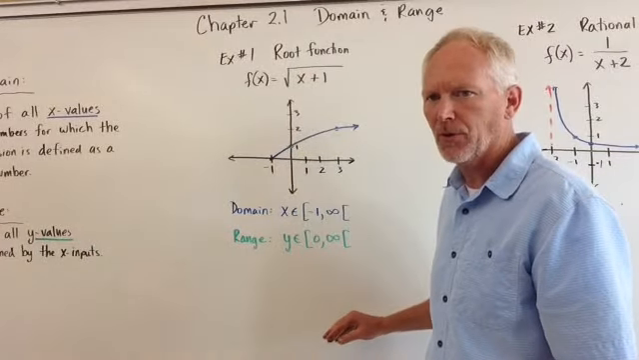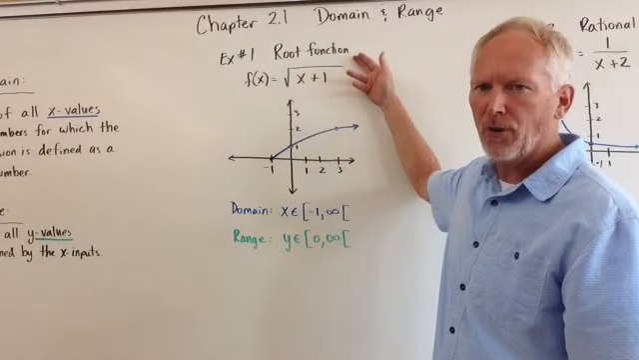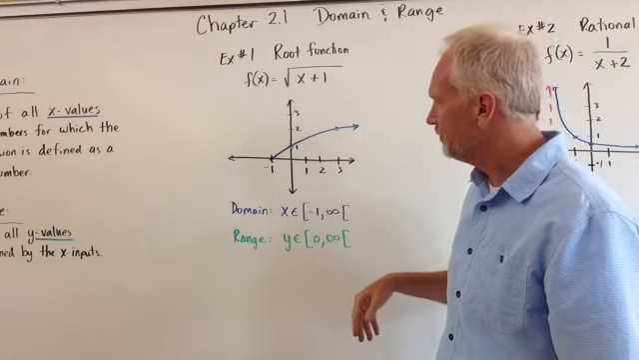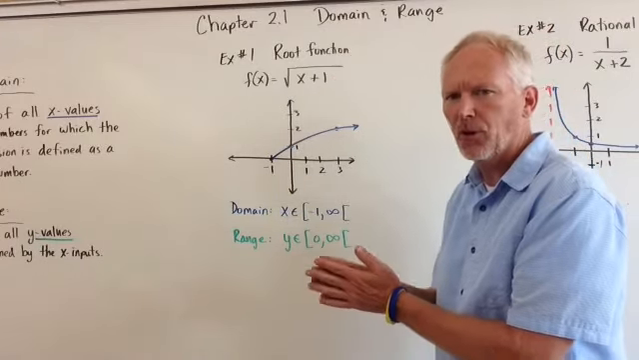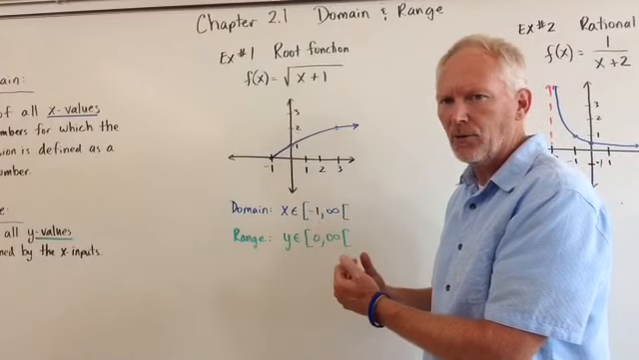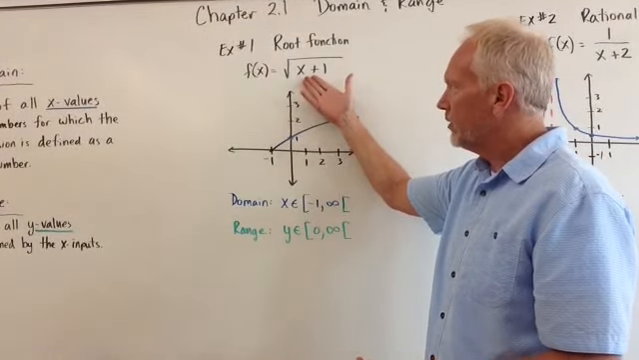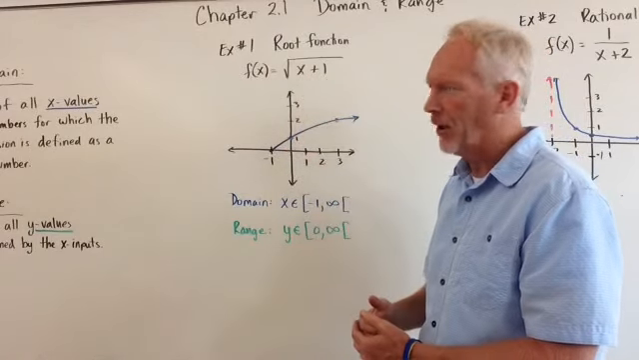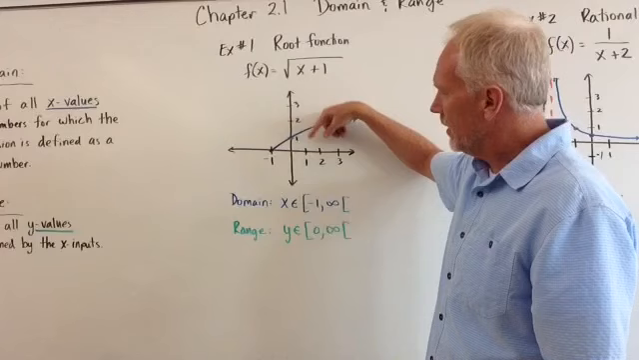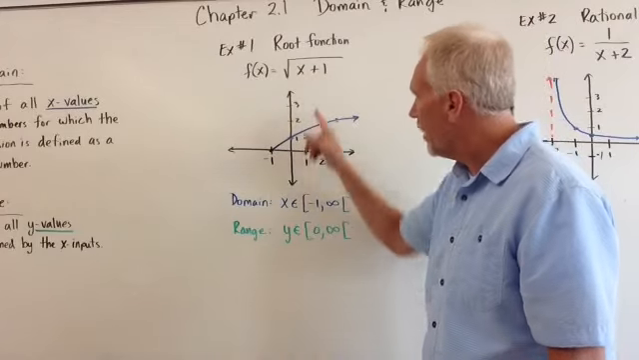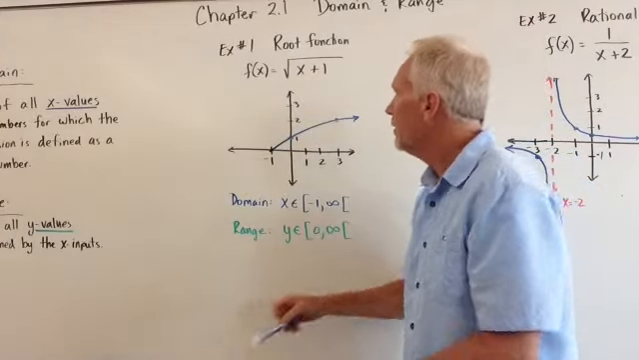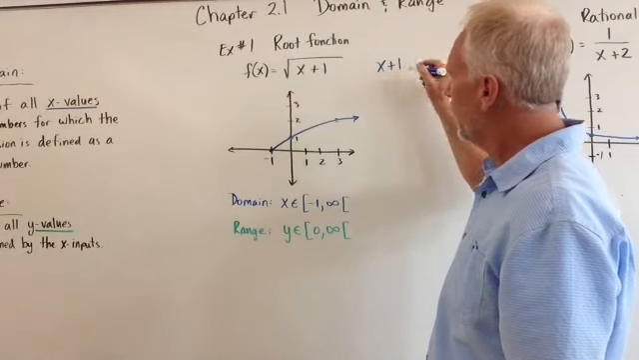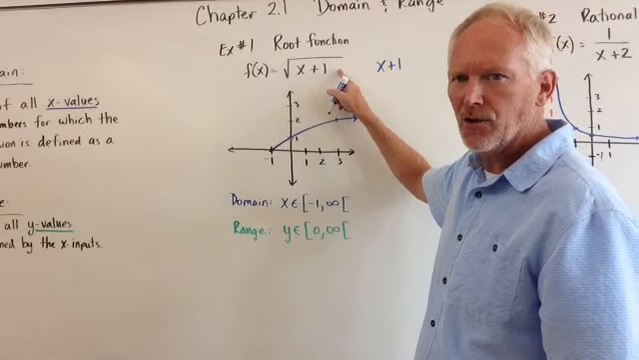Let's look at a couple examples here. Example number one is the root function. We have the square root of x plus 1. And what we have to do is determine what x values we can put in here to know if we're going to have a function that is defined or not. Well, if we set what's underneath the radical, x plus 1, we want this to be greater than 0, right?